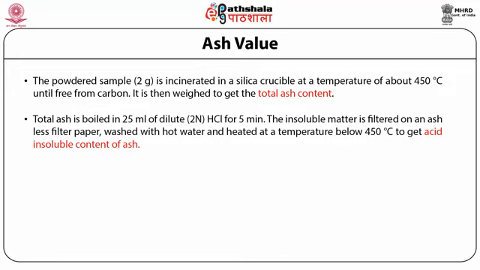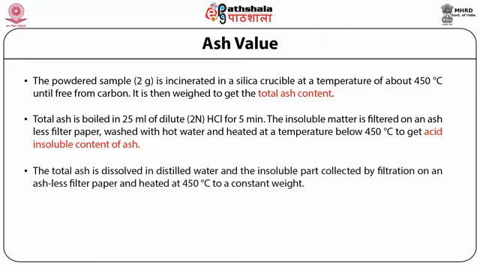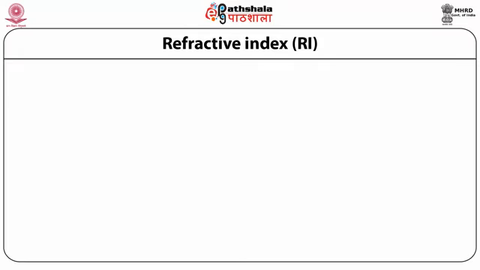In the case of acid insoluble content, the total ash is boiled with 25 ml of dilute HCl for 5 minutes. The insoluble matter is filtered on ashless filter paper, washed with hot water, and again heated at 450 degrees Celsius to get acid insoluble ash. The same is the case with water soluble, where the ash is treated with water and the water soluble content of the ash is determined. The next parameter is refractive index.